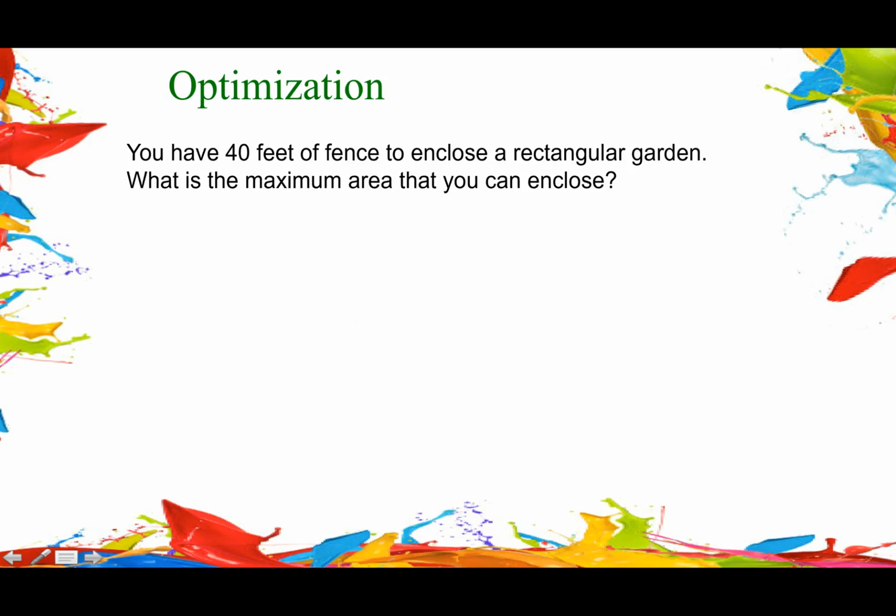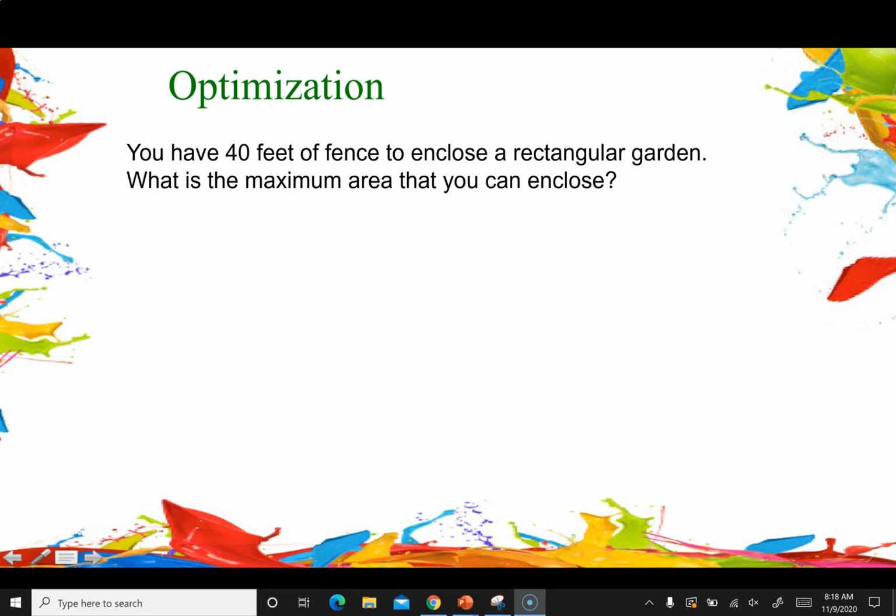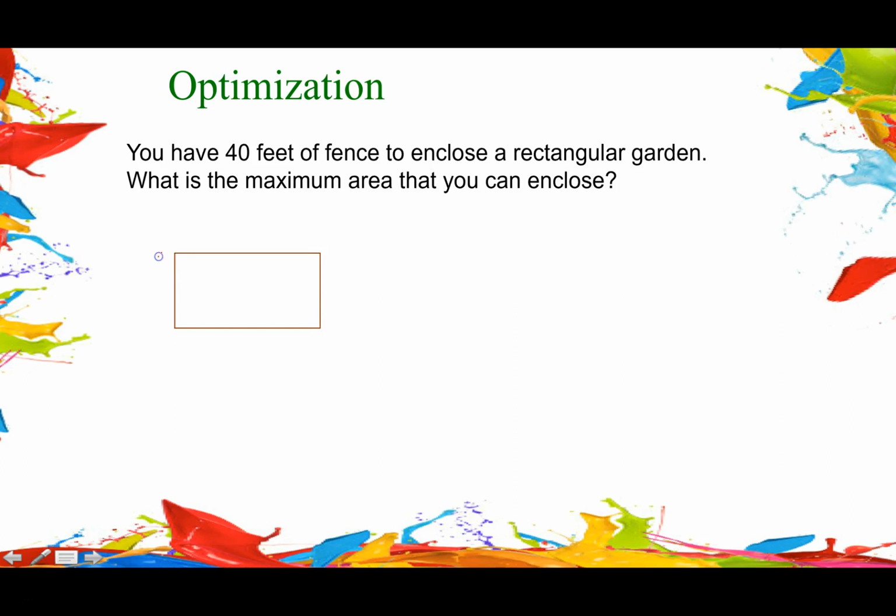All right, now, there's also a topic called optimization, which is really about getting the ideal solution to either maximize or minimize something. So this problem says, suppose you have 40 feet of fence and you're trying to enclose a rectangular garden. What's the maximum area of your garden, right? Or what's the maximum area that you can enclose? Same thing.